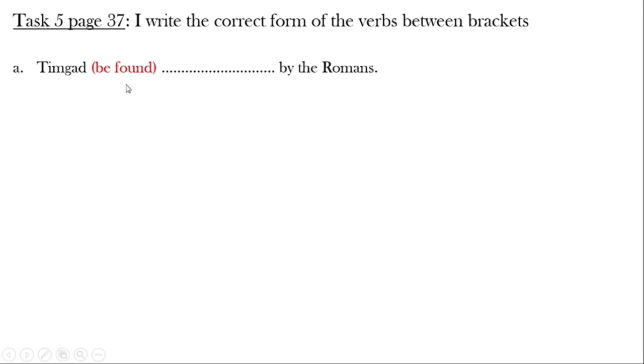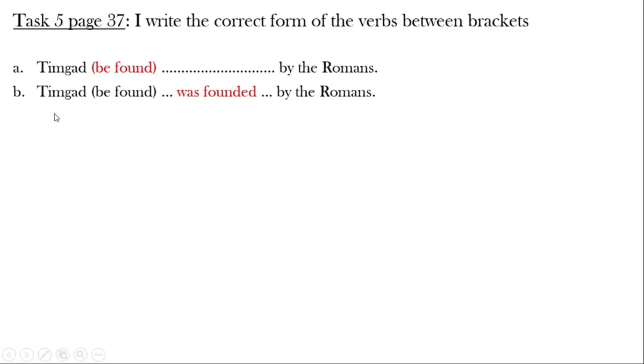I hope you are trying to do the task with us. Tim God was founded by the Romans. Ignore this verb between two brackets here. The sentence is Tim God was founded by the Romans. So as you see here, we have changed the verb and now it is in the past participle preceded by to be in the past, was or were. In this case it is was. Very good, because our direct object is singular here.